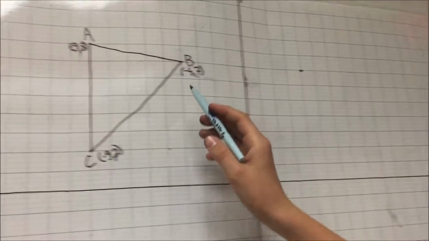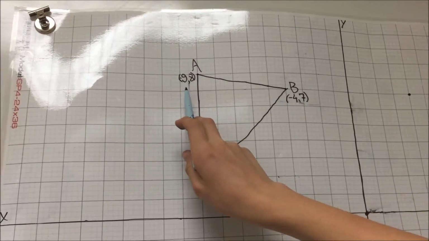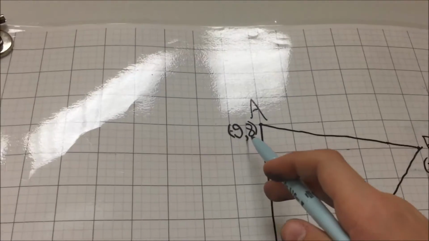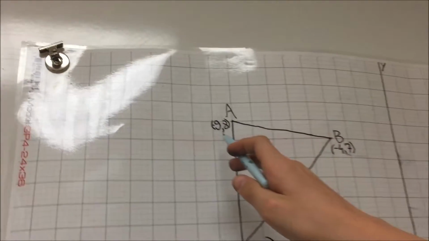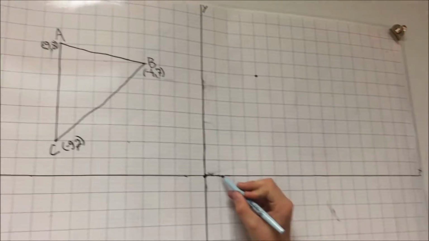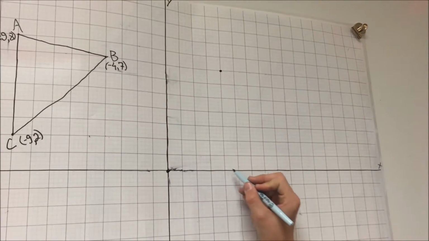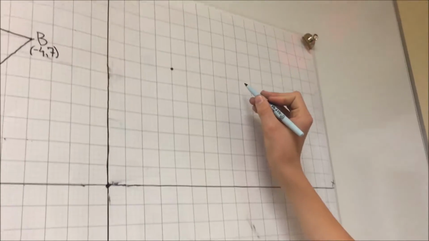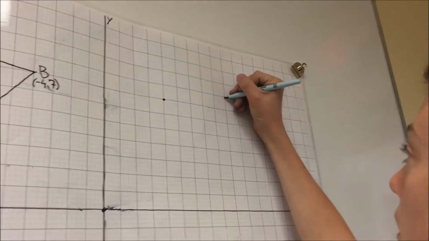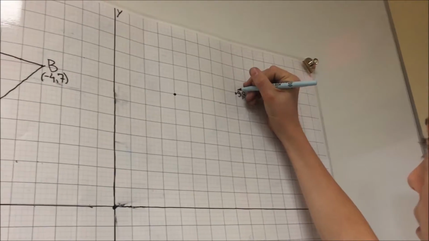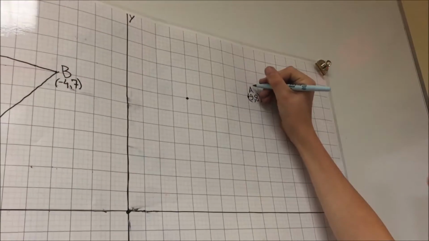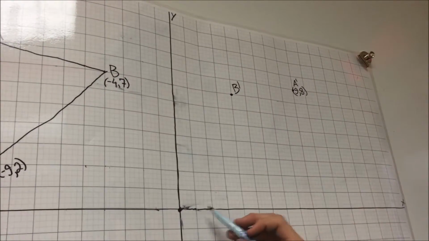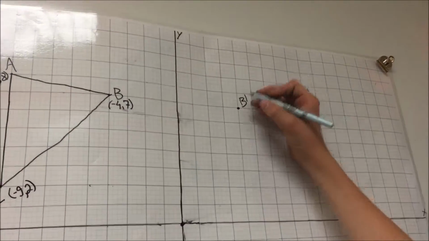Now another way you can do this, we're going to do this with A, is going to be multiplying the x point by -1. So -9 times -1 is 9. So now our new point is going to be 9, 8. So 2, 3, 4, 5, 6, 7, 8, 9. 1, 2, 3, 4, 5, 6, 7, 8. 9, 8 is our new point. And that's going to be A prime, and this is going to be B prime with a point of 4, 7.